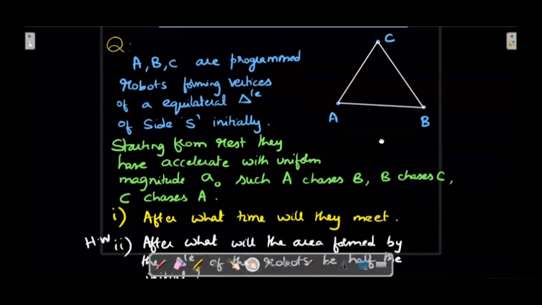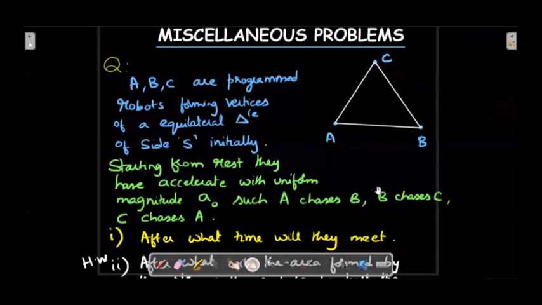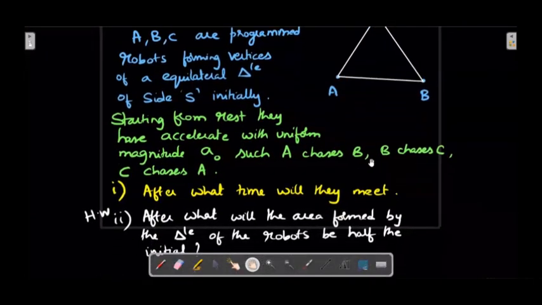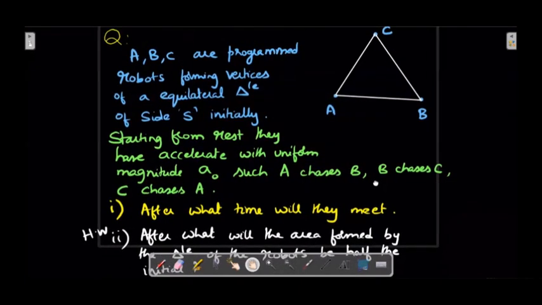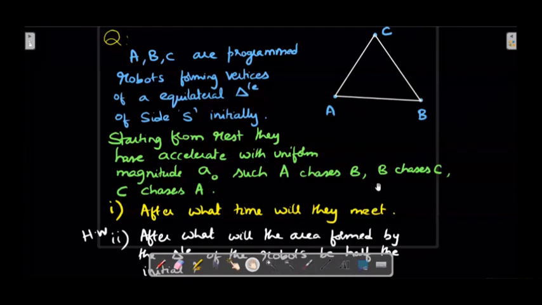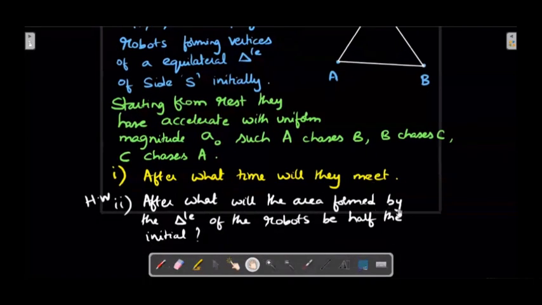Pending. So this was the last problem that we discussed in the miscellaneous problems section. And we'll continue the miscellaneous problems. The first question was, after what time the ants, or the programmed robots, are going to meet. We have seen that. And the second question, which was the homework, we'll now see the solution of that.